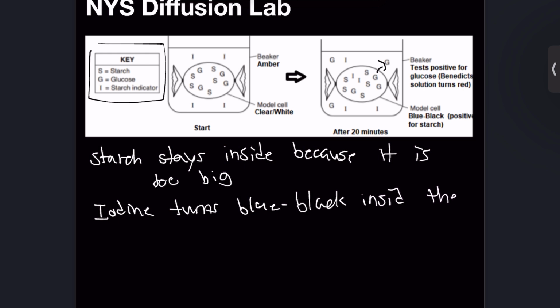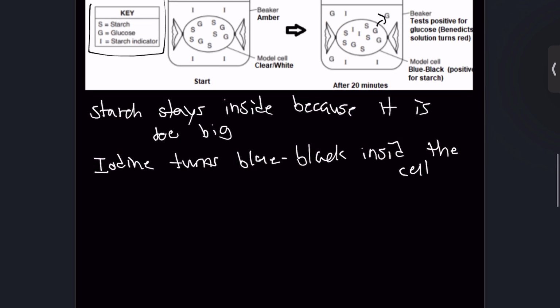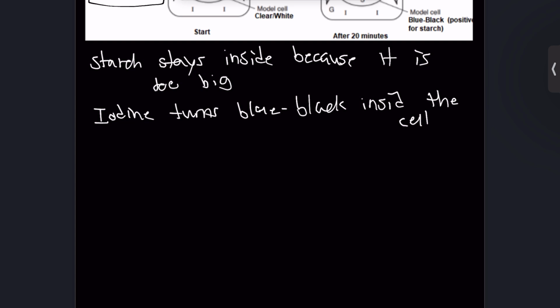So the iodine inside the cell will turn blue and black, but the iodine outside remains its normal color. And then the final thing you want to know is that the Benedict solution, which is the indicator for glucose, will turn orange-red when heated, which is the positive result when heated with glucose, showing that glucose diffused out of the cell.